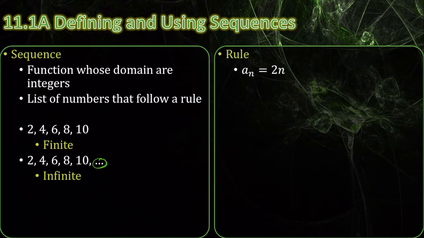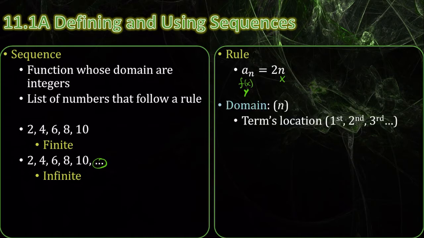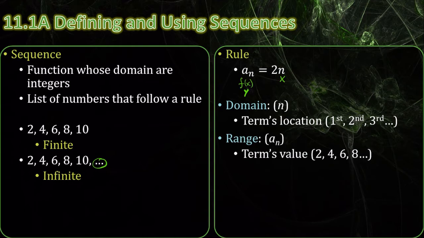An example of a rule, so the rule for this one is a_n equals 2n. Alright, so n has replaced x. n is usually the variable for integers, so we use n. And a_n is like f of x or y. It's closer to f of x because a is our function and n is the variable. But it's also like y. So our domain, the x's, is now n's, and it's the term's location. It's the first number, second number, third number, fourth number. The range, the a_n, is the value, 2, 4, 6, 8, etc.